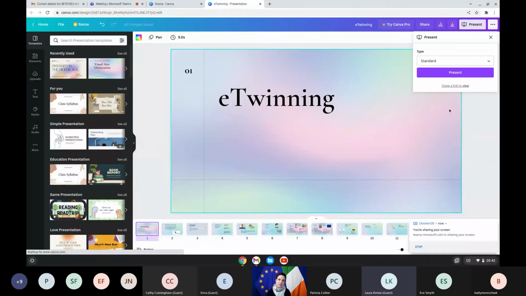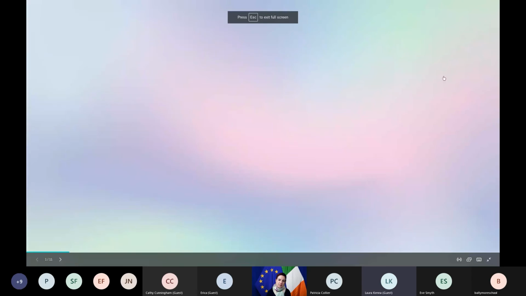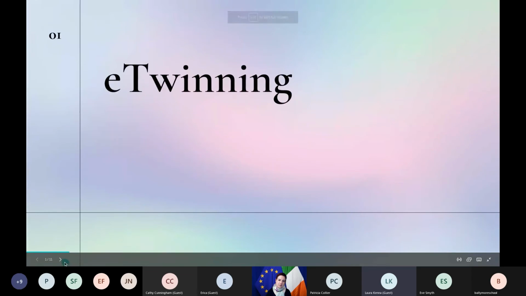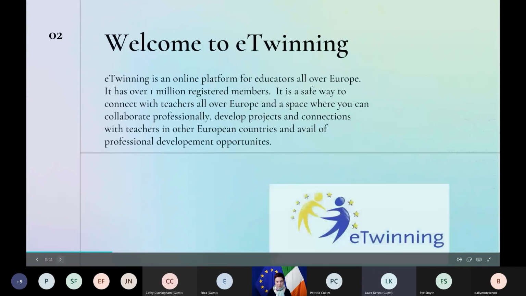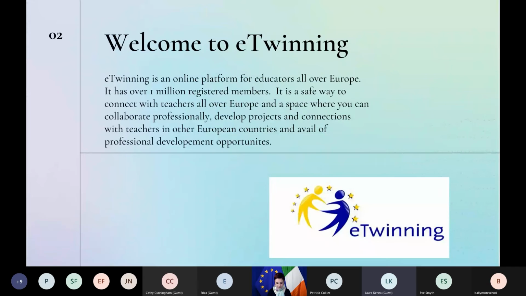eTwinning. For people who haven't heard of eTwinning before, it is an online platform, a community of teachers around Europe, both primary and secondary teachers, and it has over 1 million registered members. It is a platform provided by the European Commission for teachers to collaborate together professionally to develop projects and for you to connect in a safe way with other teachers in different European countries and for your classes to connect. And there's also many professional development opportunities.